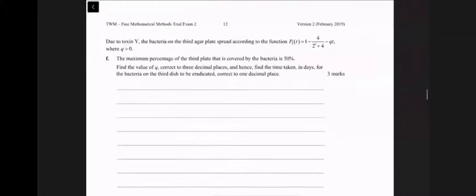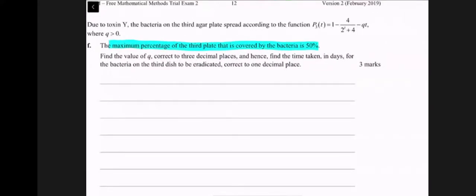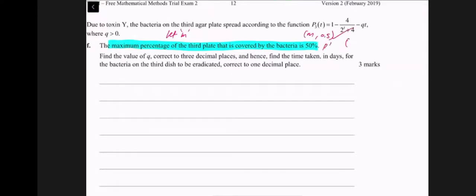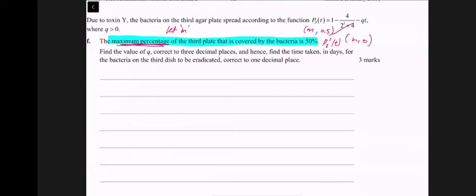So the 2 things we know for this one is that the maximum percentage of the third plate cover is 50%. So it might seem like you only know 1 thing, but you actually know 2 things, because I'll let M be when this occurs. So at T is M, the plate is at 50. So that's 1 thing we know. And the other thing we know is that on the graph of P dash against T, at M, it's going to be 0 because it's a maximum. So using those 2 things, we're going to make simultaneous equations.